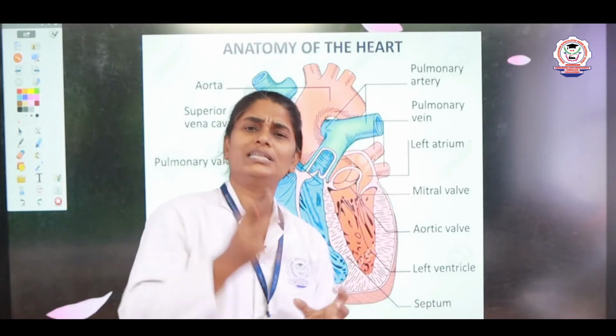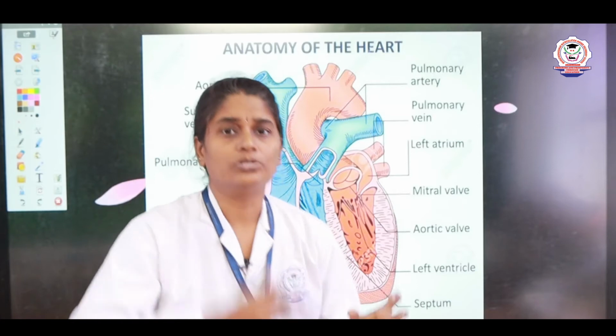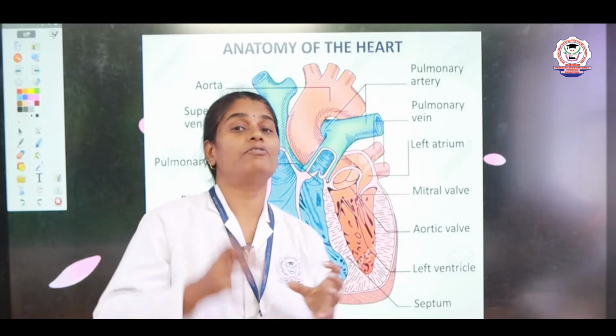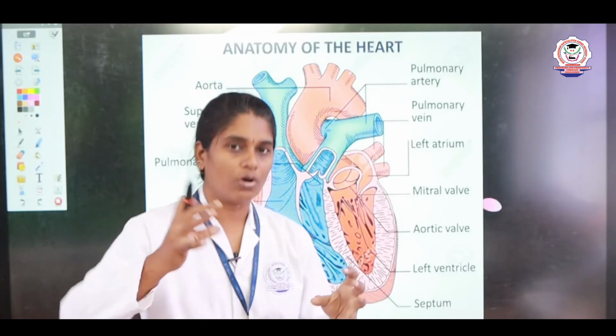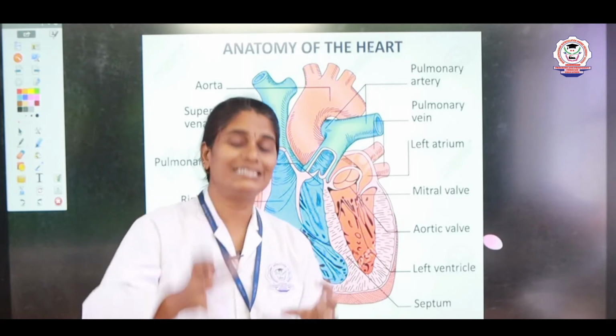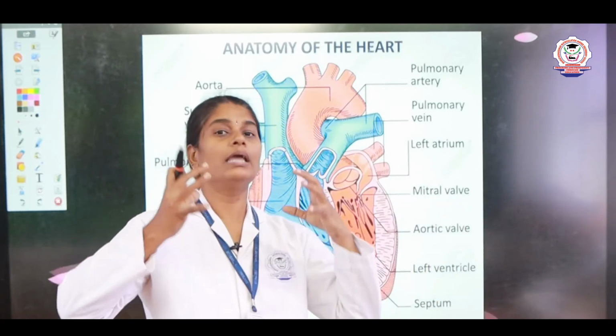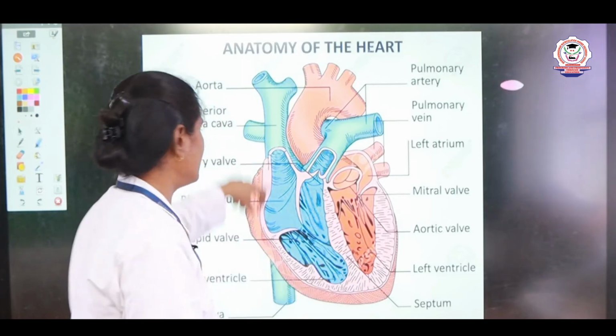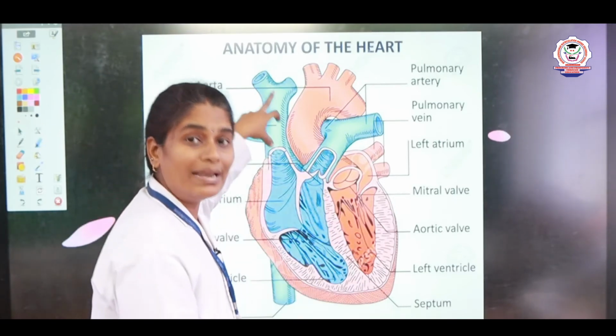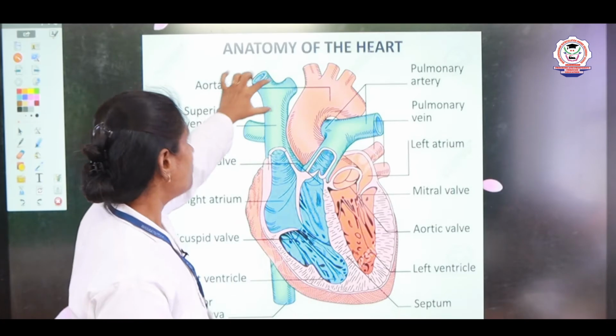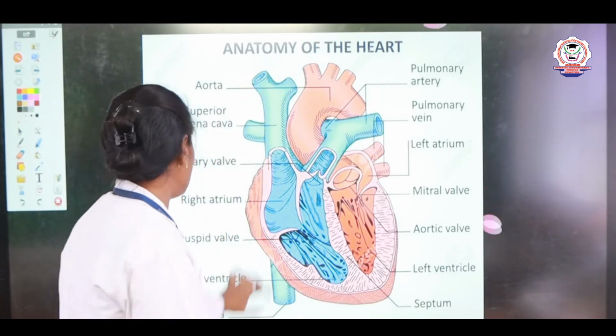Inside the heart, the right part of the heart receives the deoxygenated blood from all the parts of our body. So, what is deoxygenated blood? It is blood that does not have oxygen. That blood is taken from all the parts of our body into the right atrium through blood vessels known as the superior vena cava and inferior vena cava.